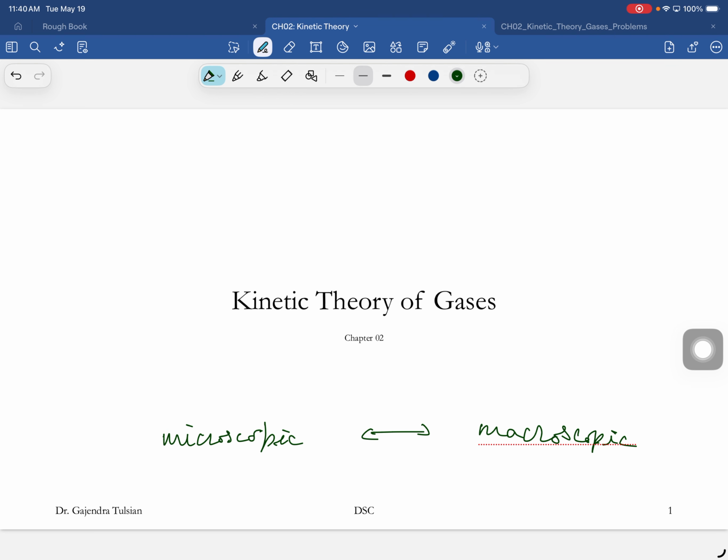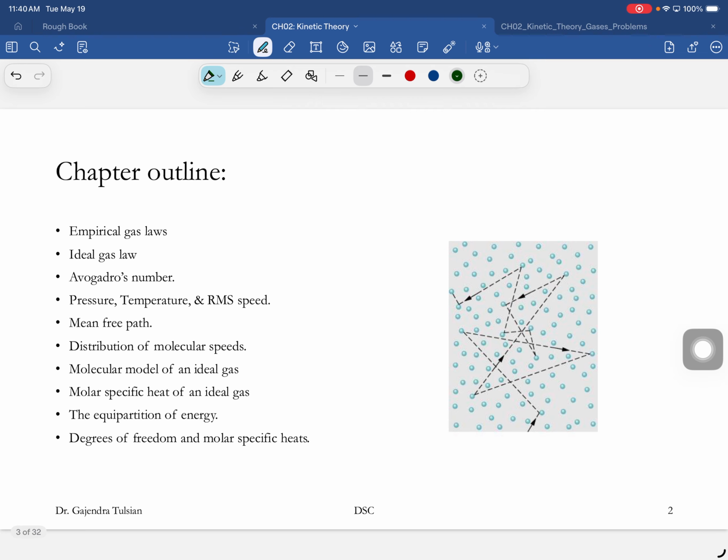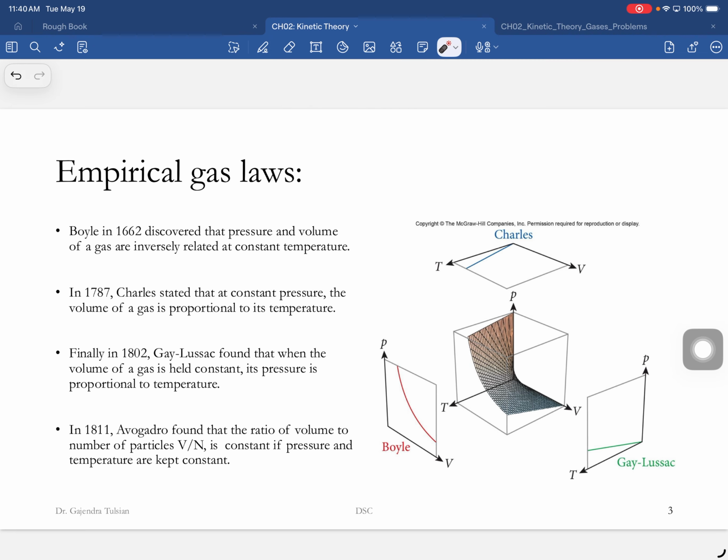So we want to go from microscopic properties to macroscopic properties. All right. So people started experimenting with gases a while ago. And today, the day you're born, you see this expression. What is this? This is the ideal gas law.